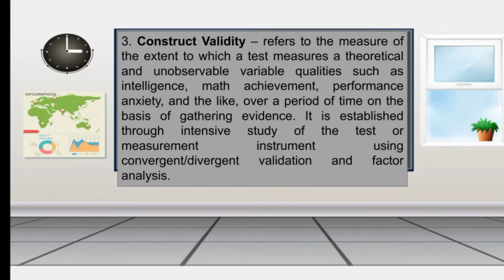The third type of validity is construct validity, which refers to the measure of the extent to which a test measures a theoretical and unobservable variable or quality such as intelligence, math achievement, performance anxiety, and the like, over a period of time on the basis of gathering evidence. It is established through intensive study of the test or measurement instrument using convergent or divergent validation and factor analysis.